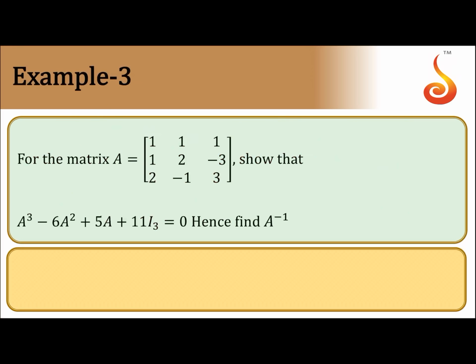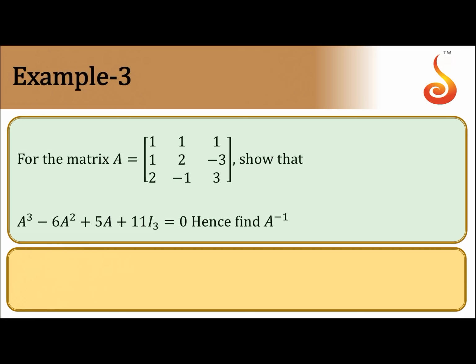Now, another example, for a matrix A equal to 1, 1, 1, 1, 2, minus 3, 2, minus 1, 3, show that the identity A cube minus 6A square plus 5A plus 11 I3 is equal to 0. Hence find A inverse, the matrix. A matrix is given to you, and first we have to prove the identity, show that. Then we have to find the inverse.